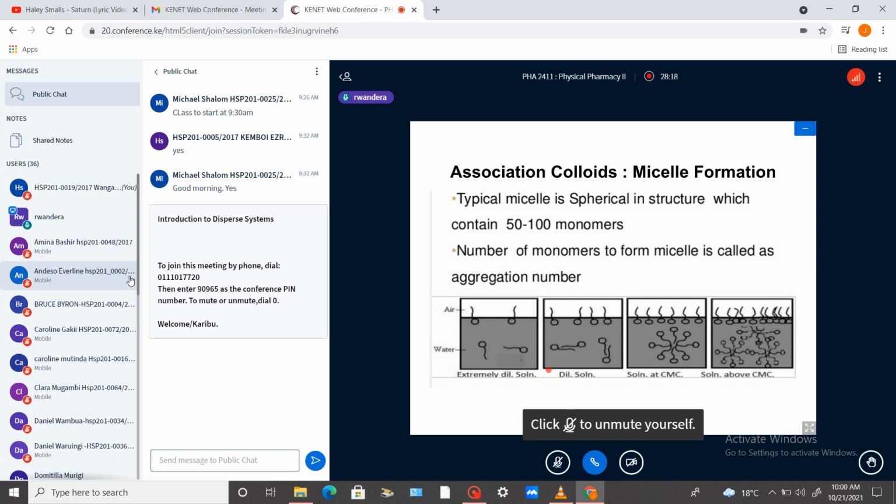As you keep increasing the concentration of the solution, they start to aggregate. And when the solution is at the critical micelle concentration, CMC, they form a micelle. You can see this is a micelle that will have a hydrophobic core because of the hydrophobic tails, and hydrophilic head groups outside. When the solution is above the critical micelle concentration, you have several micelles forming in your solution.